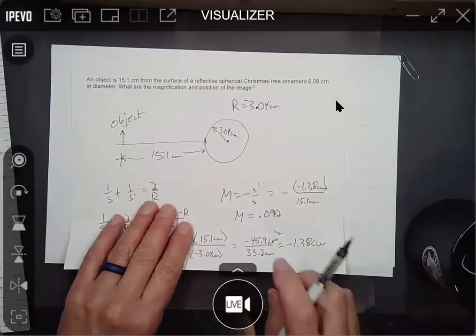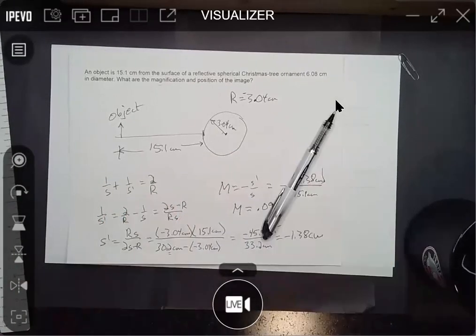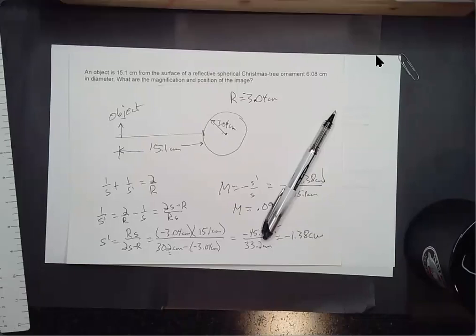I think I've got another one somewhere, but for today, that's a good sampling of concave and convex mirror problems. So I think I can stop here, and it looks like I forgot to click on the visualizer to get rid of all that other junk that's there, but that's okay.